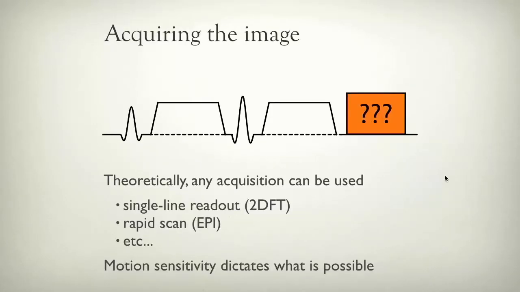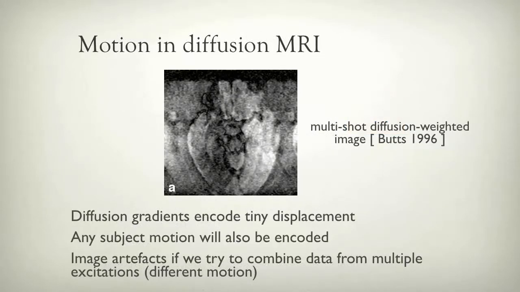So as I said, in theory, any acquisition could be used. So I've just had this box sort of sitting off by itself with the word acquisition in it, very purposely not specifying how we actually create the image. In theory, we could do anything, but in practice, motion sensitivity dictates what's possible. So here, for example, is work from Kim Butts, where she was addressing this problem. So here I'm just showing you sort of the before image.